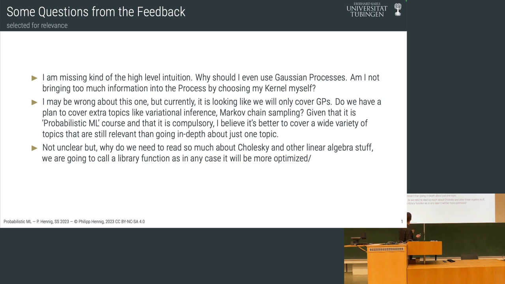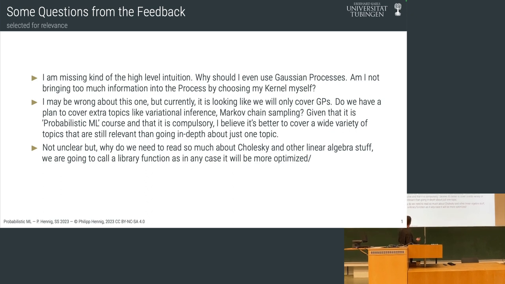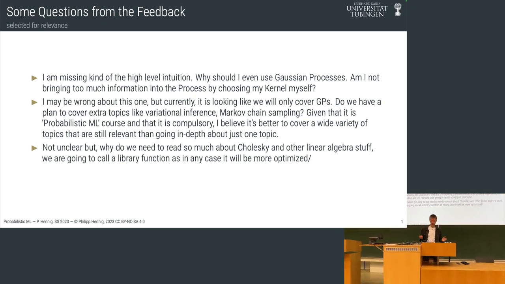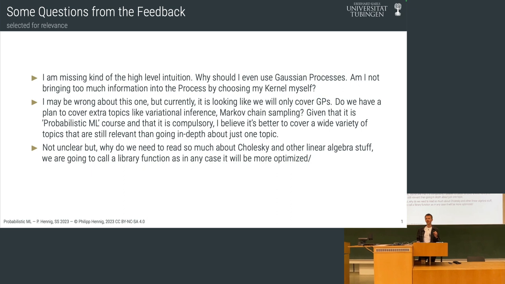So maybe I can do this by going through the individual questions. Someone asked, I'm missing the high-level intuition. Why do we even use Gaussian processes? Am I not bringing too much information into the process by choosing my kernel myself? This is a very good question. And I think it's also a snapshot of the state of the field.